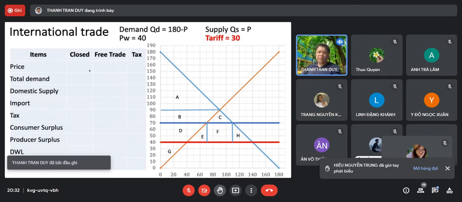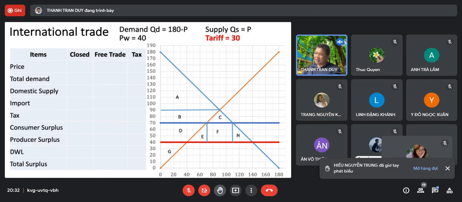Now look at this case. We have three cases. The first case will be closed economy, no international trade. The second case will be freely opened, no restriction at all. And the next one will be tariffs. We have one more case, quota, but we will analyze quota later on. So if the world price is $40 and the supply and demand are like this, and the government import tax is $30.